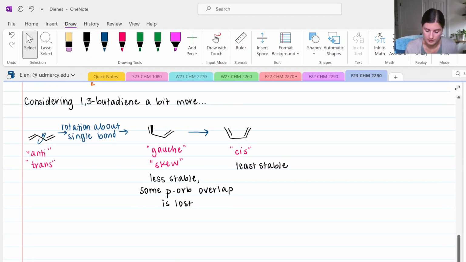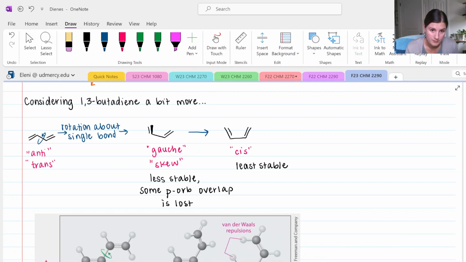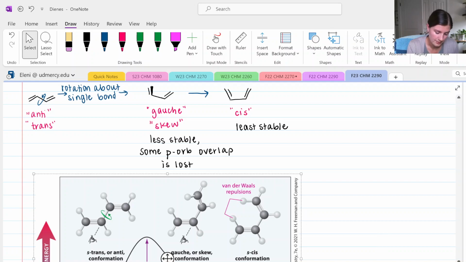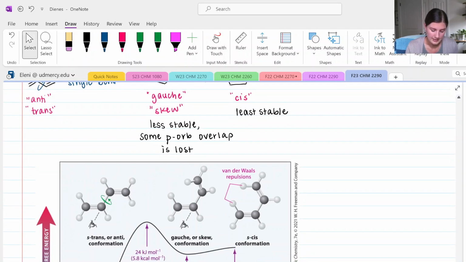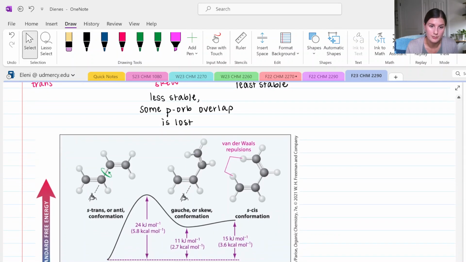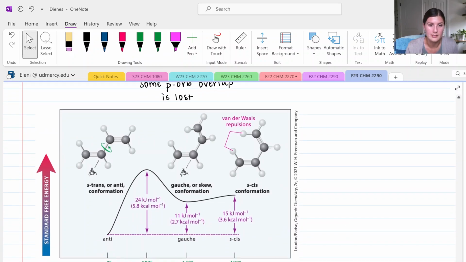So here's the image. Let me drag this up here so we can look at it. So in the first image on the left here, we have the trans or anti-conformation where the double bonds are in the same plane. They're all in the plane of the paper. And this is the lowest energy. Let me scroll down a little bit. We have lower energy at the bottom here for anti. This whole thing is on an energy scale.